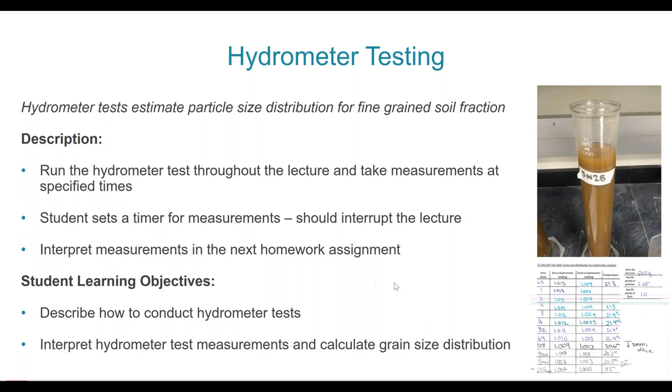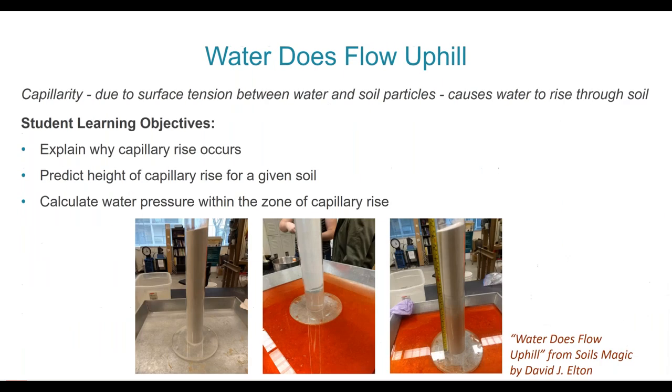The next demonstration that we'll look at, if I get to the page, there we go, is called Water Does Flow Uphill. And this is a demonstration of soil-water capillarity, where due to surface tension between water and soil particles, we get a capillary rise, and the water rises up through the soil column.